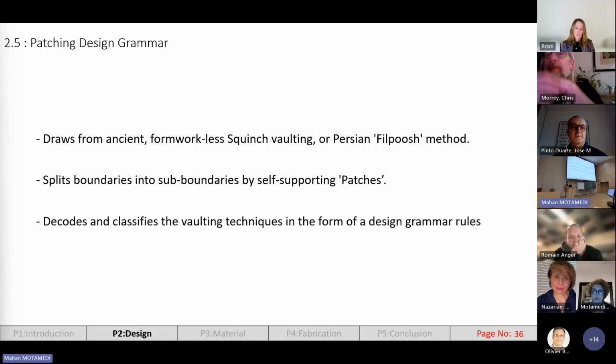I have been inspired by the work of my colleague, my great friend, Ahoban Oval, on the topology finding of patterns for structural design to develop this patching design grammar.